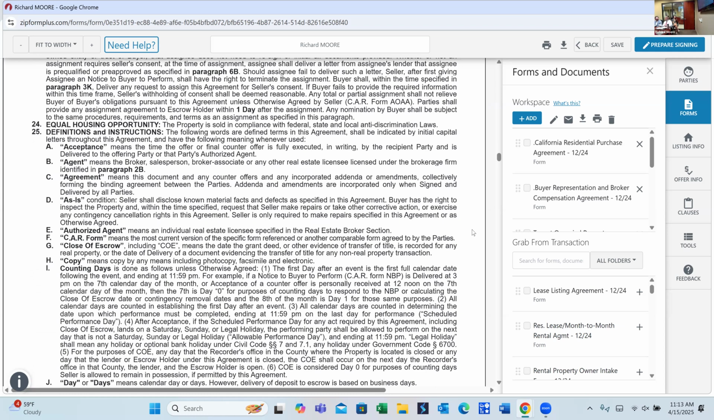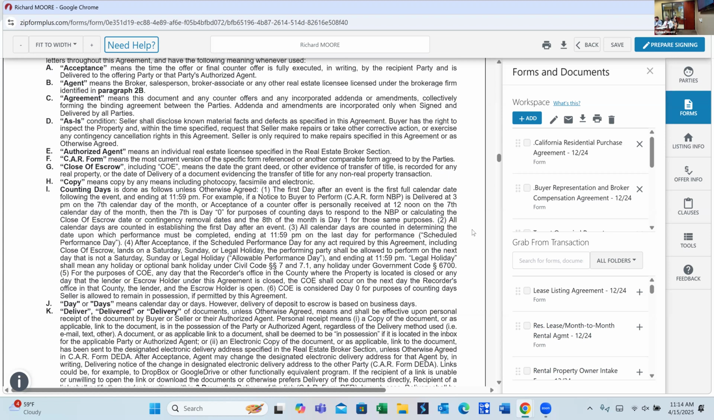So when we start counting days to determine the 17 days for contingencies or a 30-day close of escrow, the date of acceptance is day 0. So if acceptance occurs today, and we're going to close in 30 days, tomorrow is day 1. If the 30th day for the close of escrow falls on a weekend or a holiday, it falls to the following business day, and that's the same thing for contingencies.